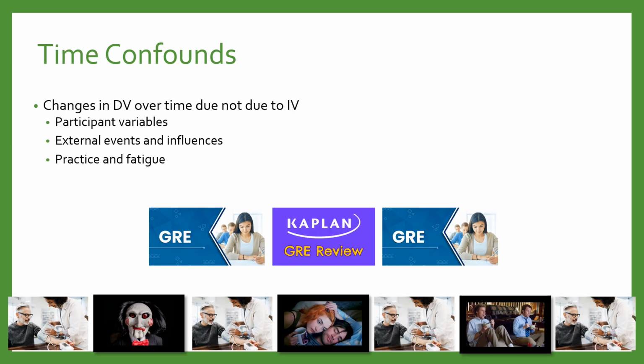Time confounds are sort of related to participant confounds because it's all about how time influences participants. So it's really about looking at how repeated measures or practice or fatigue or even just events that happened between measurements influence results. So for example, let's say that you give a GRE exam, you're doing a quasi-experiment, pre-test, post-test, and on Monday you have students take the GRE. On Wednesday, you give them a GRE review, and on Friday you have them take the GRE again.